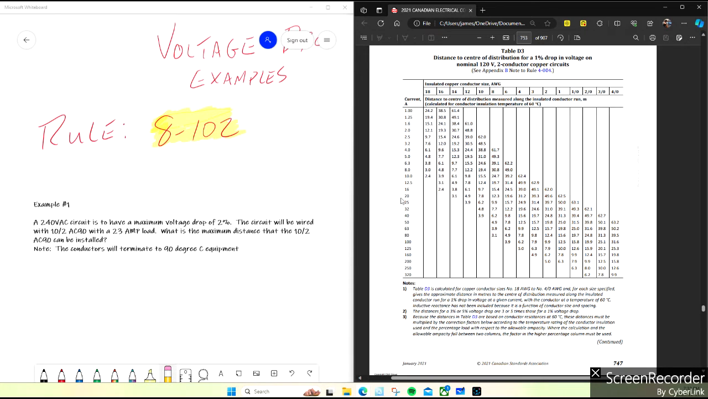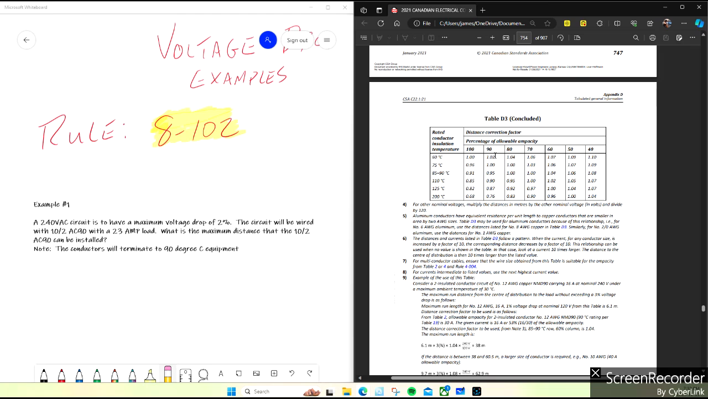Along the top we have various gauges of copper conductor, so 18 gauge all the way up to 4/0. And then below that we have the maximum distance in meters at 1% that you can go with a given load on a given size wire. So for example, if you had a 4 amp load and you're using a 14 gauge wire, you can go 15.3 meters at 1%.